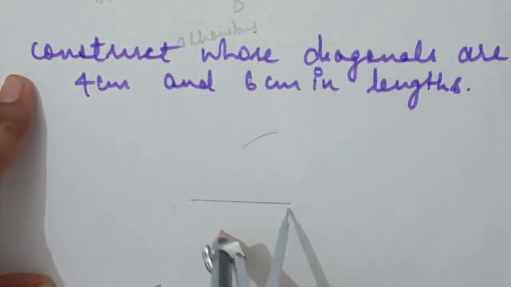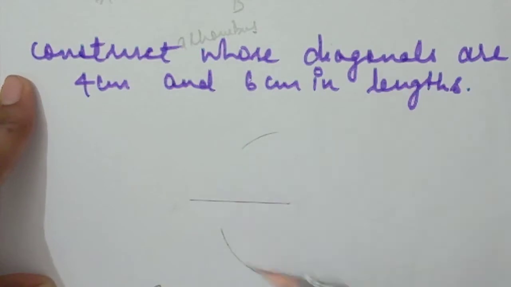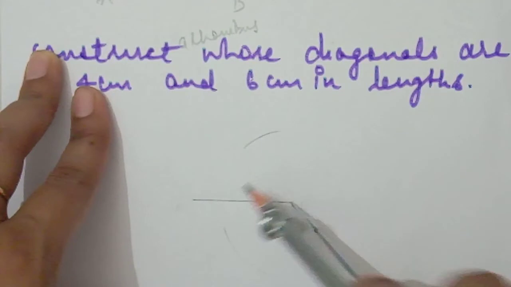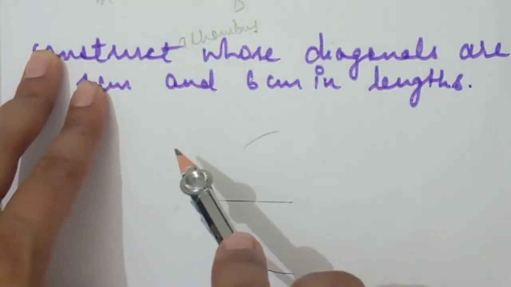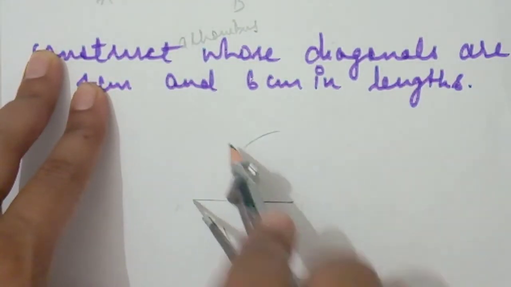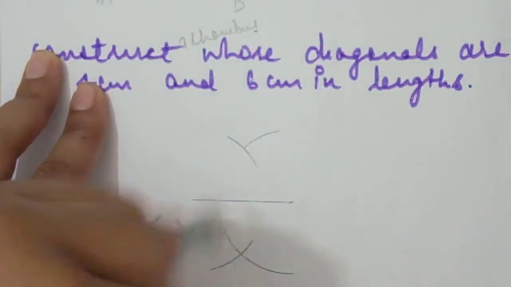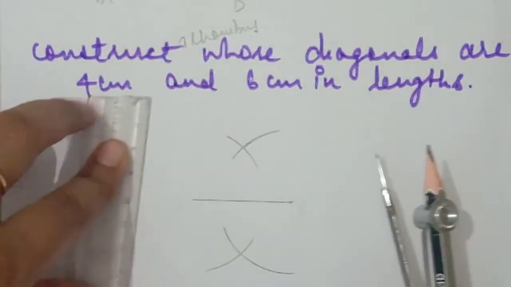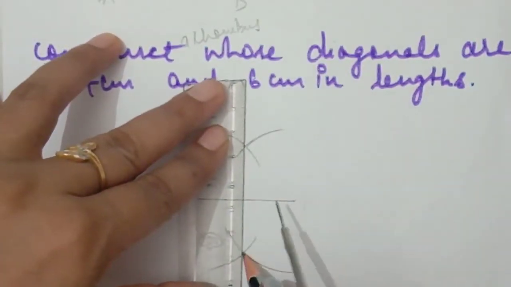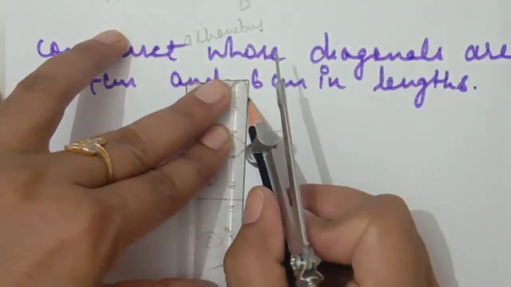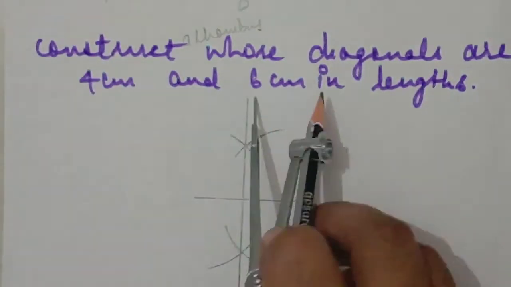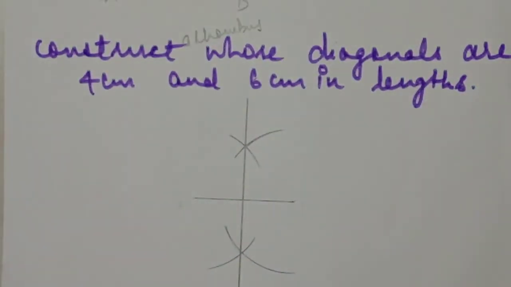So we have to open our compass more than half. It is not correct. Put our compass correctly and then take the other point as a center and then draw the arcs. So this is our perpendicular bisector. First of all, we have to draw a diagonal 4 centimeter. Then we will draw the perpendicular bisector on the 4 centimeter line.